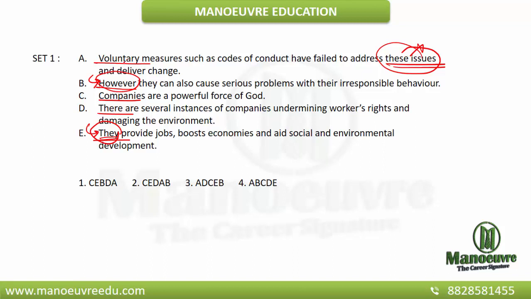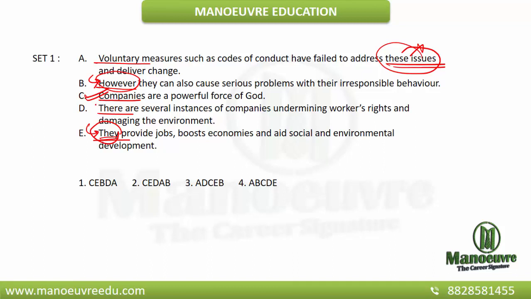Let us see what is left with us. We are left with statement C and statement D. Statement C talks about companies being a powerful force of God. Now yes, this can be an opening statement because this does not give any reference to something that has already been said or spoken above. This is a statement in itself. It completely makes sense as the first statement of the paragraph, and therefore this can be our opening statement.